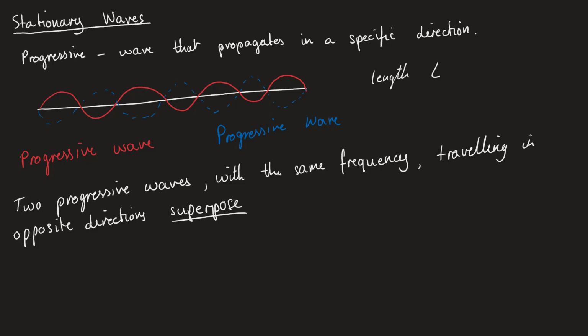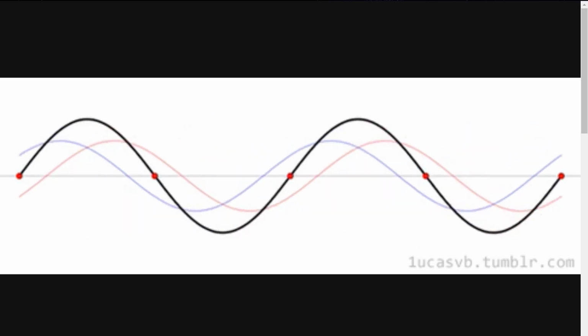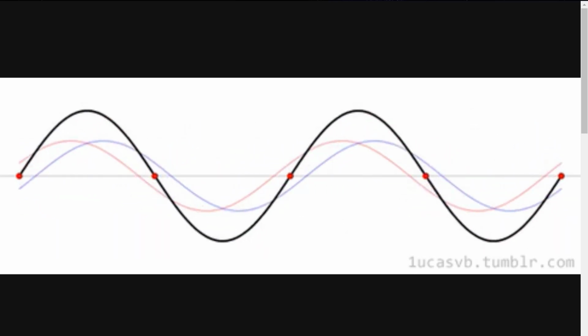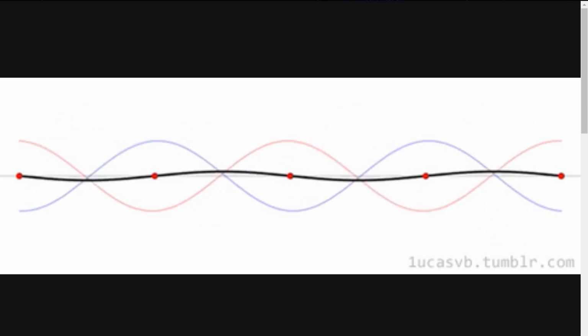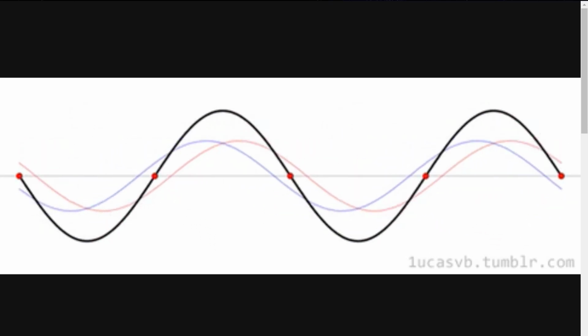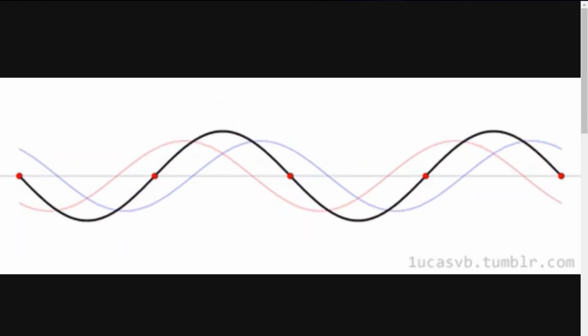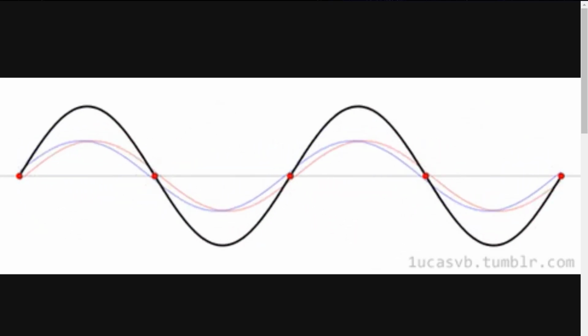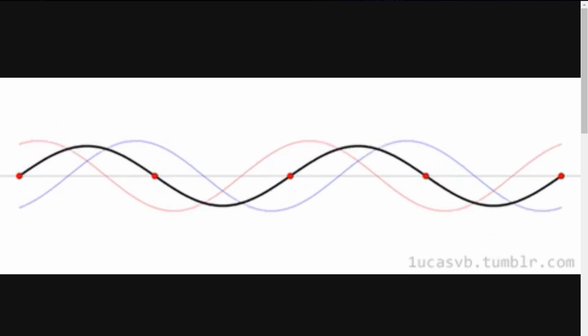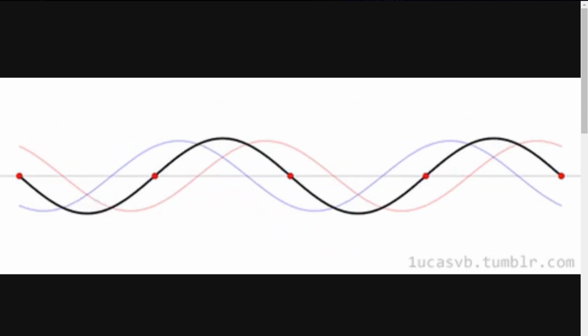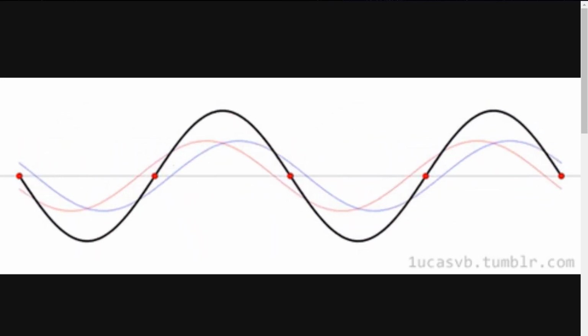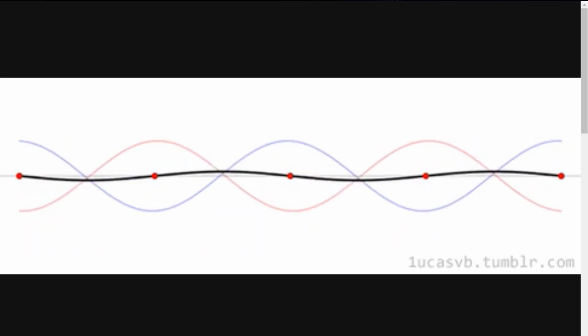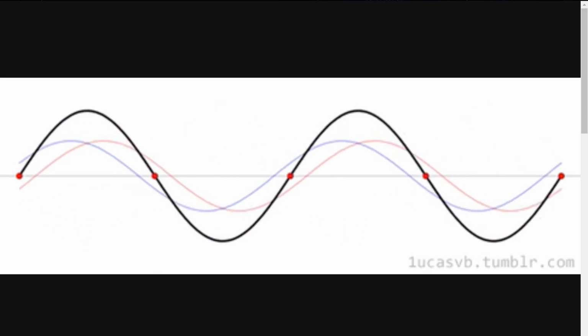Now, it's very difficult to draw moving waves, so I have an animation that will hopefully help. In the same way that I've drawn it here, we have a red and a blue wave traveling in opposite directions. If we take these red dots, this is where we always get destructive interference, because if you looked at the amplitude of the red and blue waves as they travel through here, they're always opposites. So these positions are called nodes.